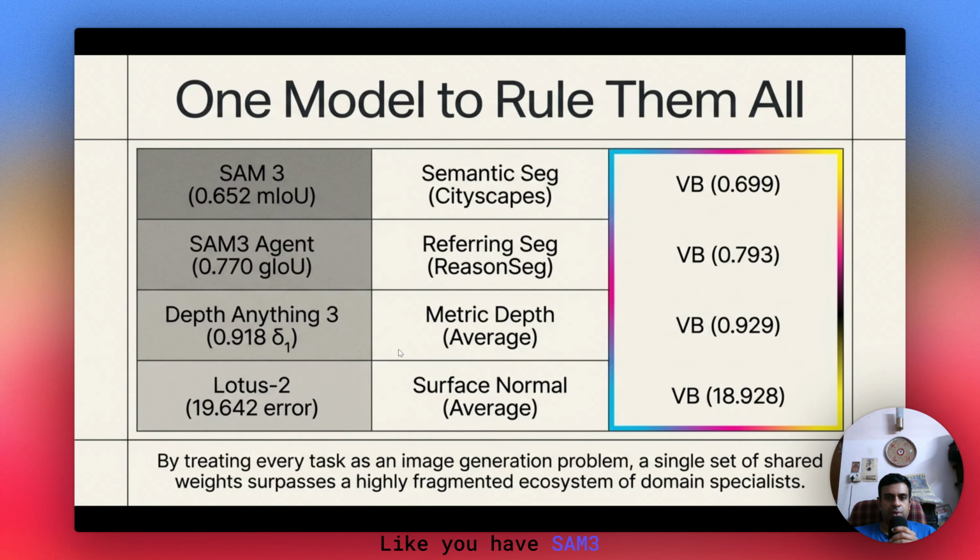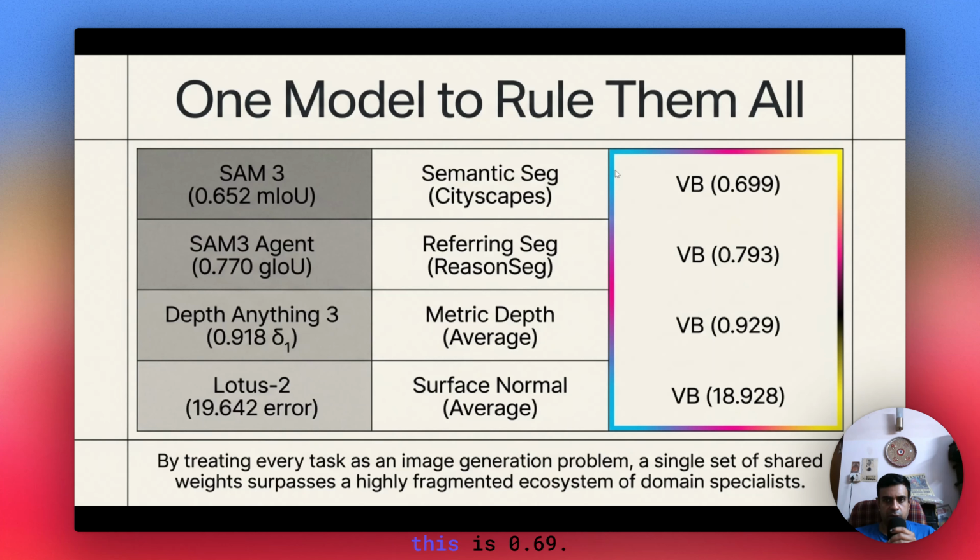Like you have SAM3, this is segmentation, semantic segmentation. And then you have SAM3 agent reference, reasoning segmentation, and then you have Depth Anything. So you can see how this was Vision Banana. This is better in all of these, in each of these tasks, right? So this is semantic segmentation.